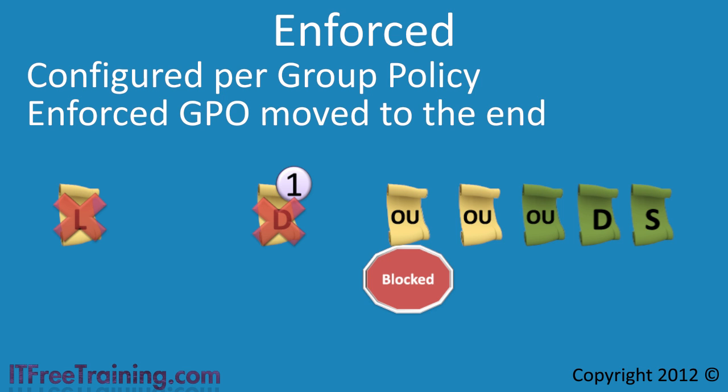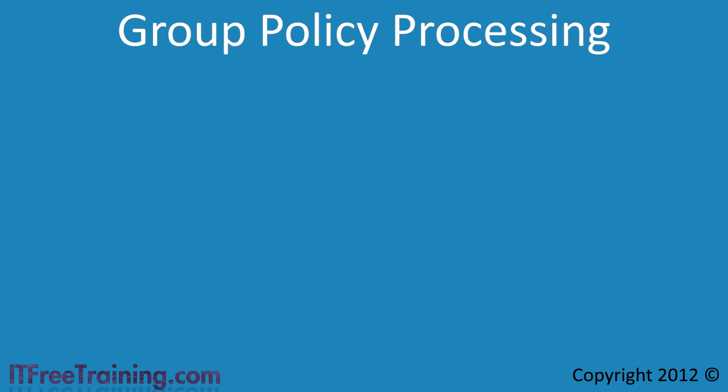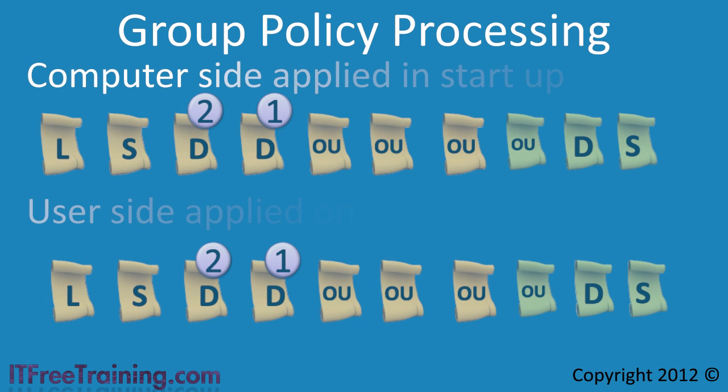Notice also that if the group policy were enforced at the site level, the site group policy would also be moved to the end, but it would be the last group policy to be applied. In other words, any enforced group policies are applied in the order OUs, domain, and site. This is the reverse order that they would be applied in if they were not enforced. This ensures that when the group policy settings are enforced, the group policy settings are still applied in the correct hierarchical order.